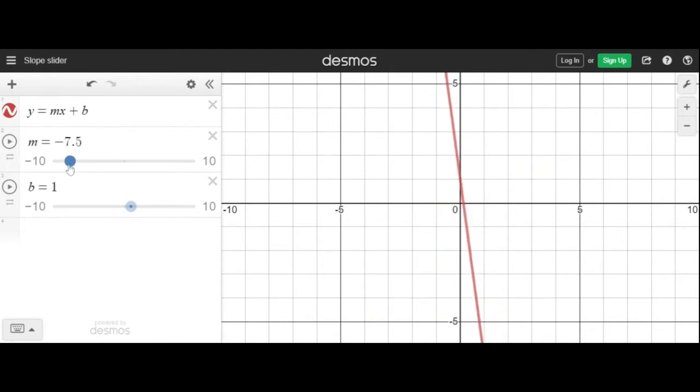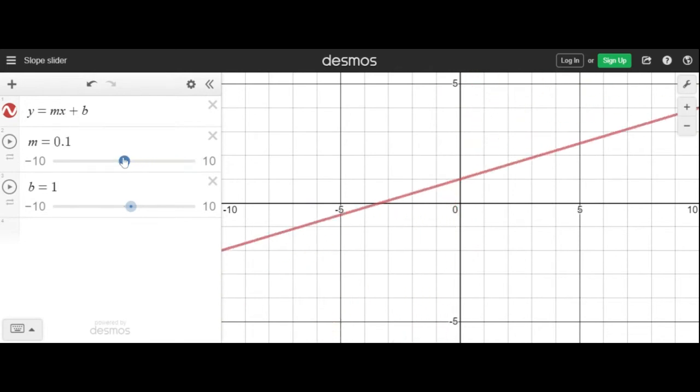So that slope is really important. And I want you to try to think about how we saw what a 0 slope does. That's horizontal. I want you to think about what an undefined slope might mean in terms of what the line would look like.